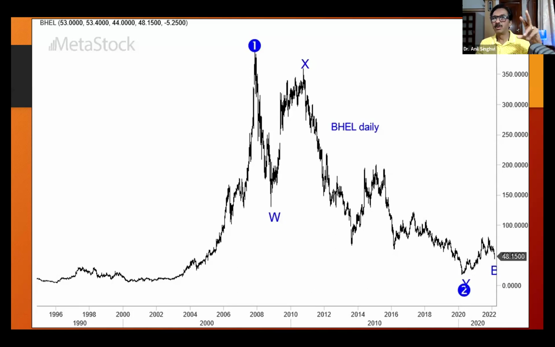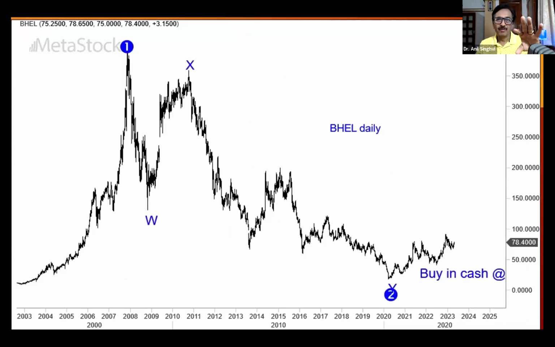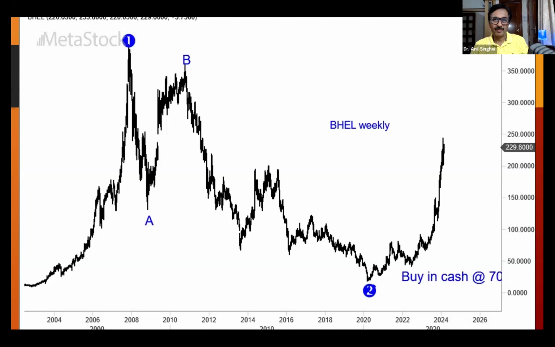So we labeled it as WXY, which is still a corrective move, with the understanding that this is ripe to go up. But you see here that just after the label of Y or number 2, you can count 5 waves up. That was the first indication that something was changing in this one. And then it came down again, and we bought in cash at $70, on the view that it is likely to do very well. And this is what happened after that.